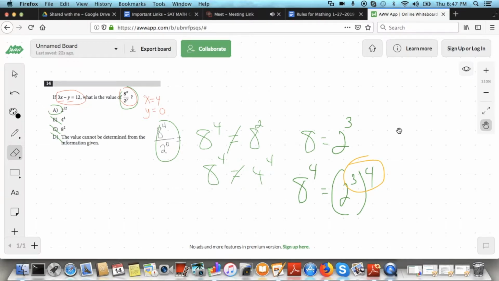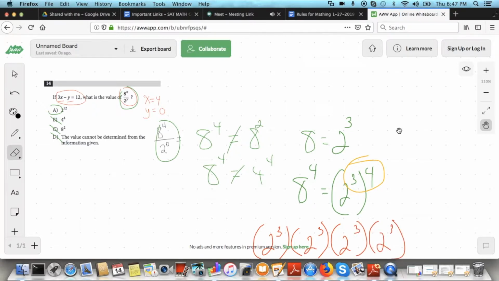Focus on the notation. What the notation means, not what the operation is. And what does it mean to raise something to the power of 4? You multiply it by itself 4 times. So 2 to the power of 3 to the power of 4 means 2 to the power of 3 multiplied by itself 4 times. Does that make sense?